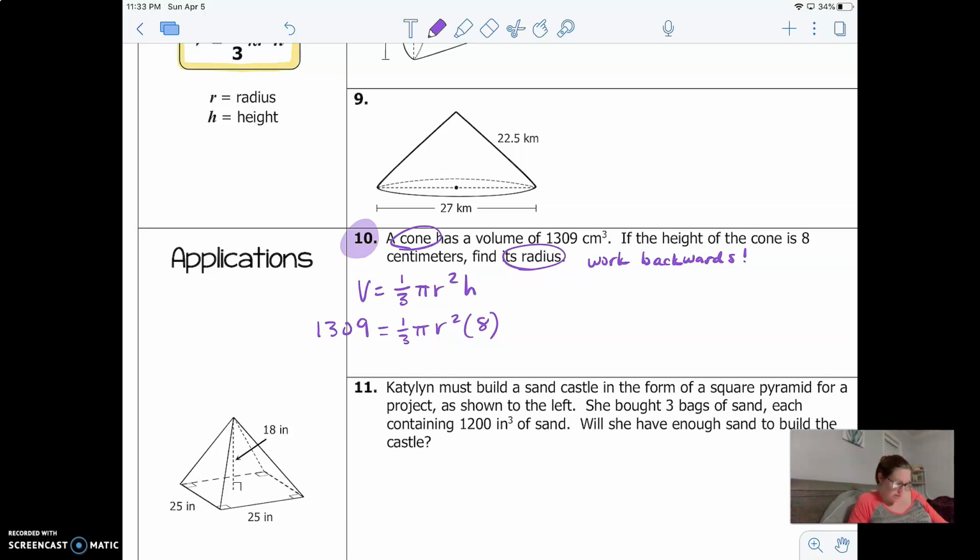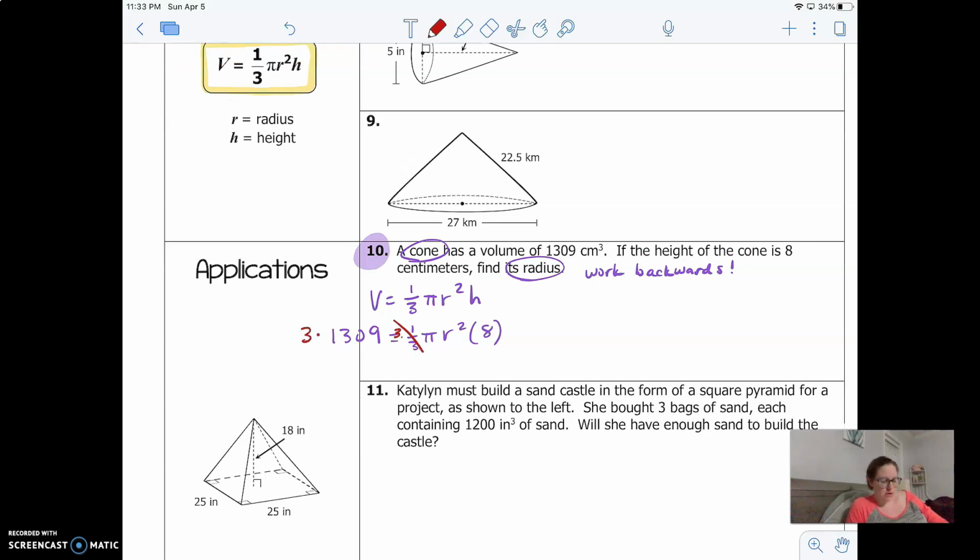It's just 1309. So the pi's are not going to cancel out. I'll show you. Before I do anything, what could I do? Well, there's a lot of different ways you can go here. I would say let's get rid of that fraction, the 1/3 right there. Whenever I have a fraction, to get rid of it, you multiply by the reciprocal. But since the 1 is on the top, it's easiest to just multiply by 3. But whatever I do to one side, you got to do to the other side. So that's going to give me 3927 equals pi r squared times 8.